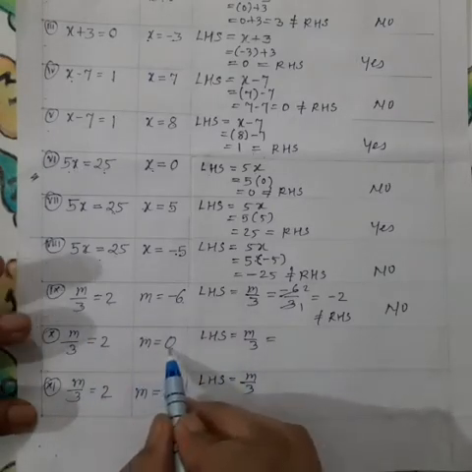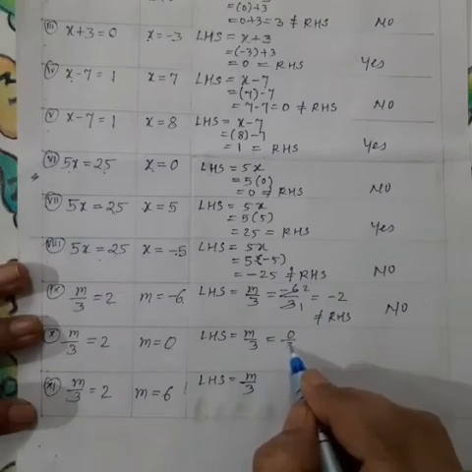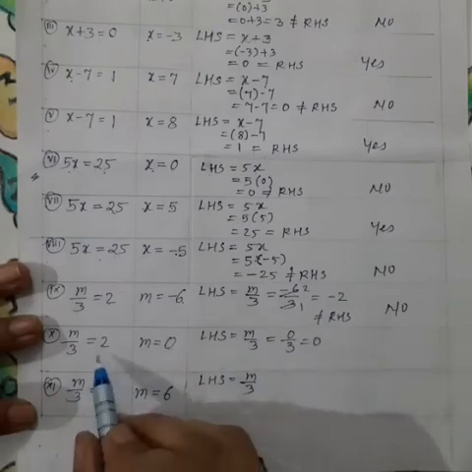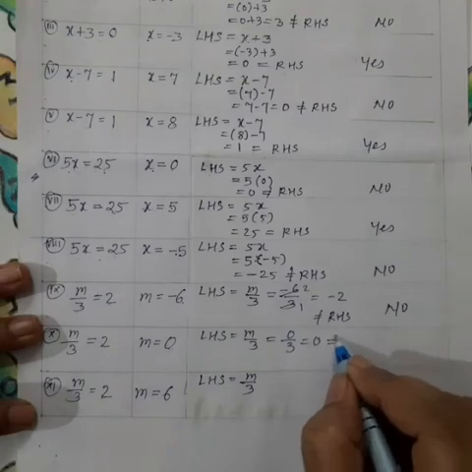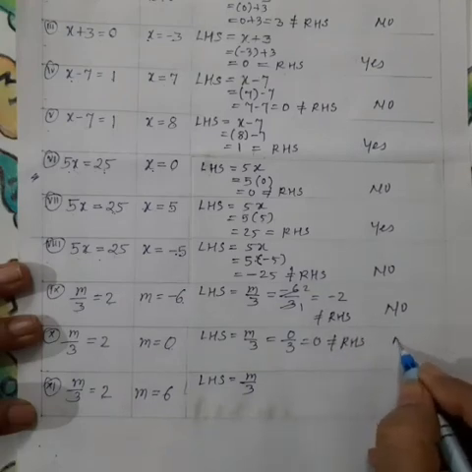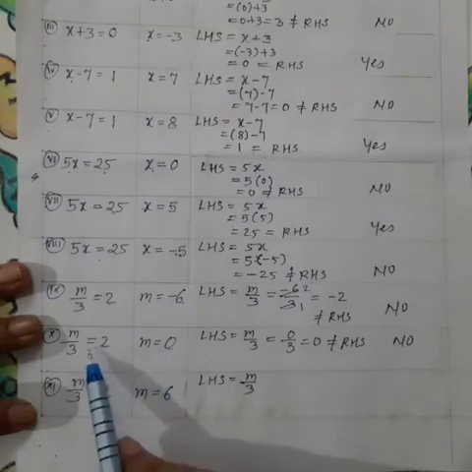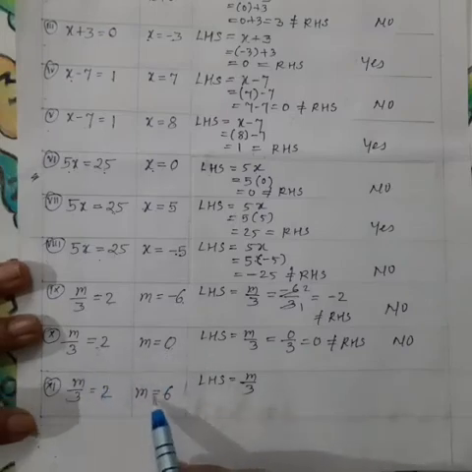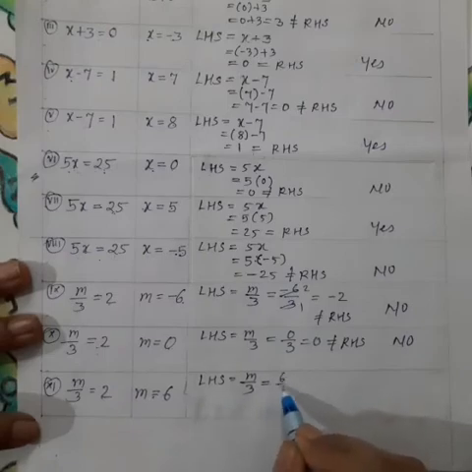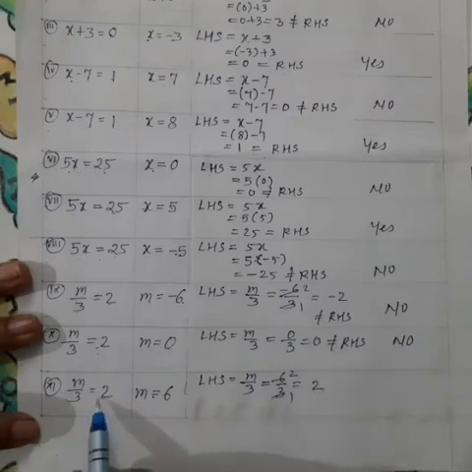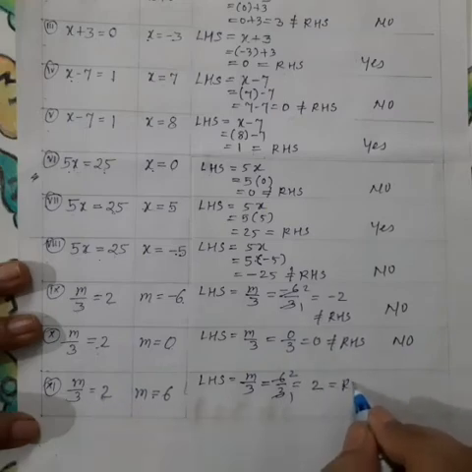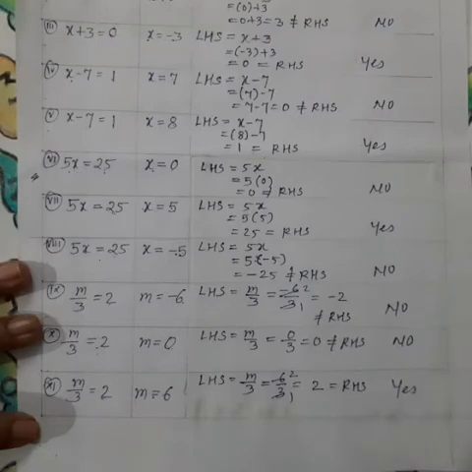Next is m equal to 0, we have to put 0 by 3. So we will get answer 0, but our right hand side is 2. So it is not equal to our right hand side. So again, no, m equal to 0 is not the solution of this equation. Here m equal to 6 we have to put. So 6 by 3. 3 1s are 3, 3 2s are 6. We are getting 2, and our right hand side is 2. So yes, m equal to 6 is the solution of this equation.